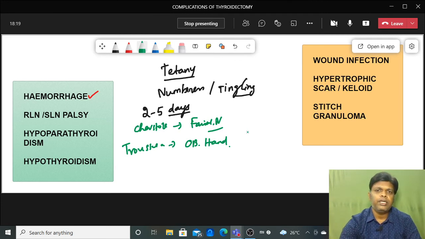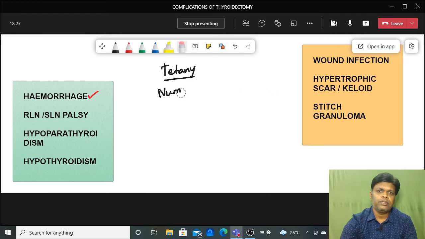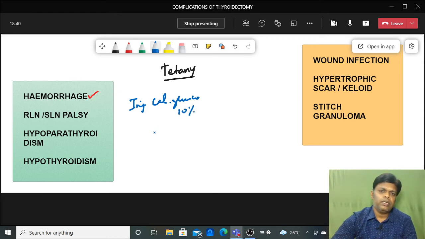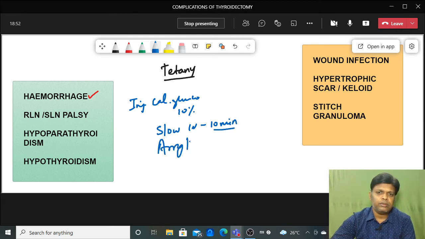So how will you treat this tetany or hypocalcemia immediately? You can treat with calcium-based drugs, like injection calcium gluconate, 10 percent calcium gluconate. You have to give a slow IV infusion over 10 minutes. This is to avoid arrhythmias. That's why you have to give it very slowly.